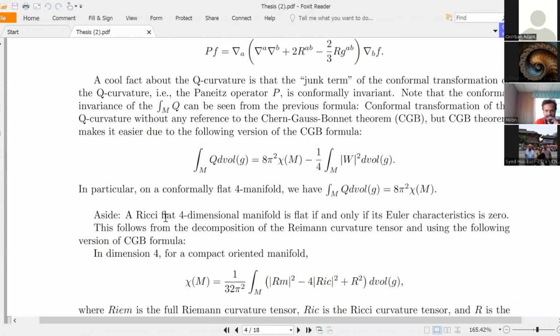For example, this is another nice fact. If you have a four-dimensional manifold with Riemannian signature, that guy's flat. I should say, yeah, this statement is false. I'm sorry. So the statement: if you have an Einstein manifold in four dimensions with a positive signature, then the manifold is flat if and only if the Euler characteristic is zero. So this is not true in other signatures.